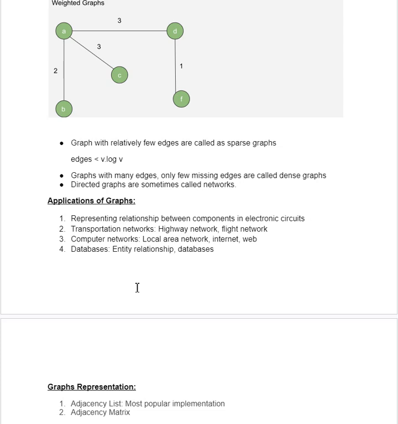Now let's look at some of the applications of graphs. Representing relationships between components in electronic circuits. If we want to represent a transportation network like a highway network or a flight network, we can use a graph. We can also use graphs to represent computer networks like a local area network or internet or web. We can also use a graph to represent databases, like relationships between databases, or if one table is connected to another table, we can show that using graphs.